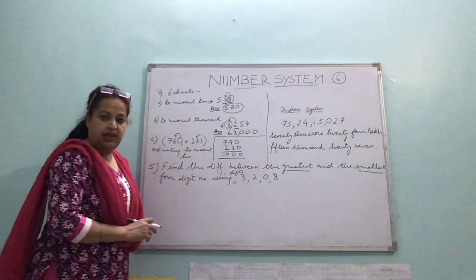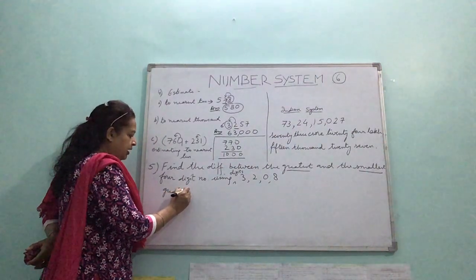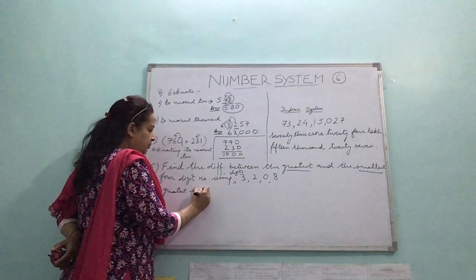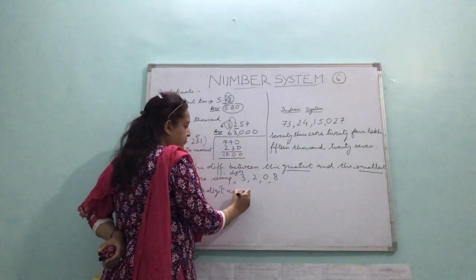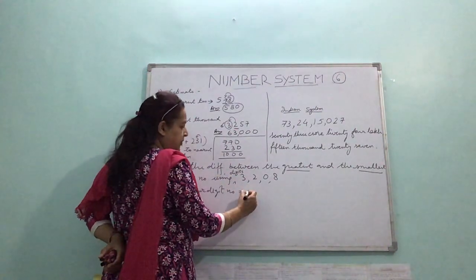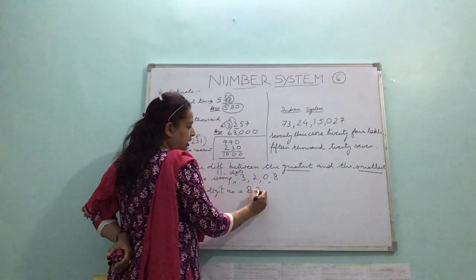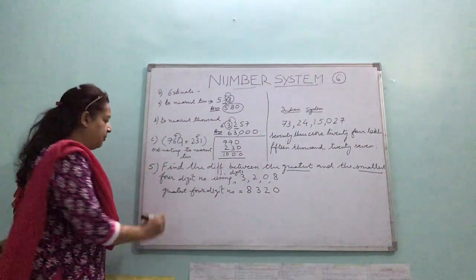these 4 digits which are given. So first I will find out the greatest number formed. Greatest 4-digit number. For the greatest 4-digit number, the greatest digit should be at the highest place value, 1000, then 3, then 2, and then 0. This is the greatest 4-digit number formed.